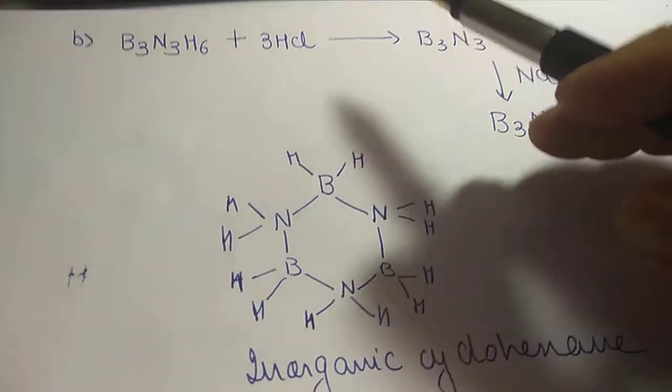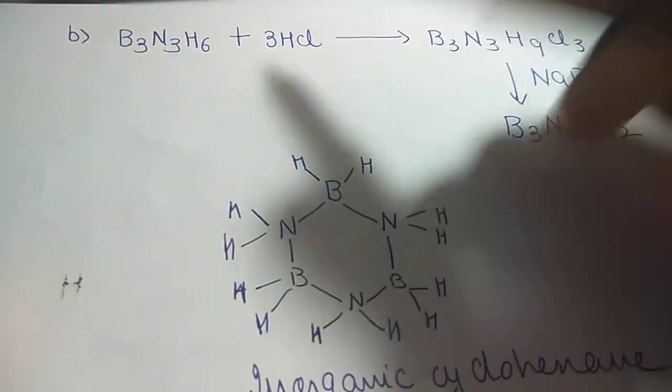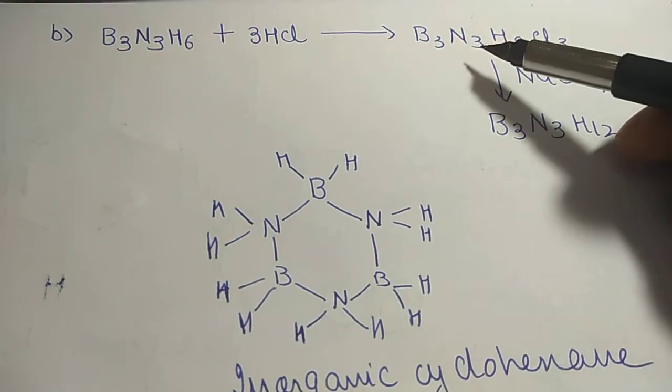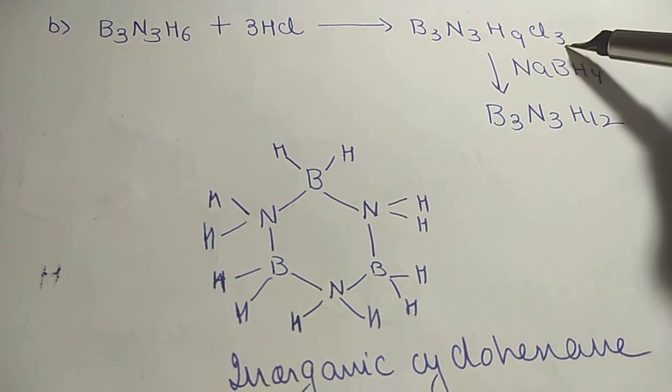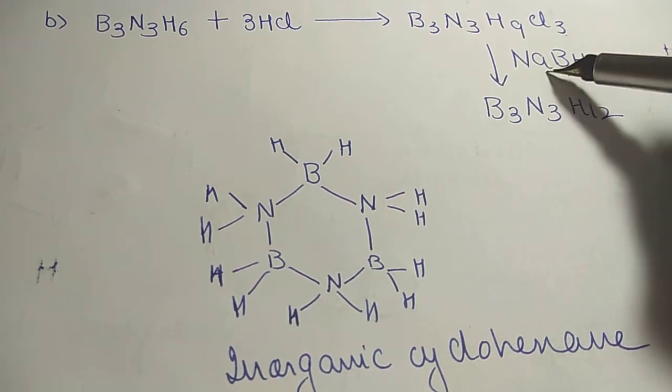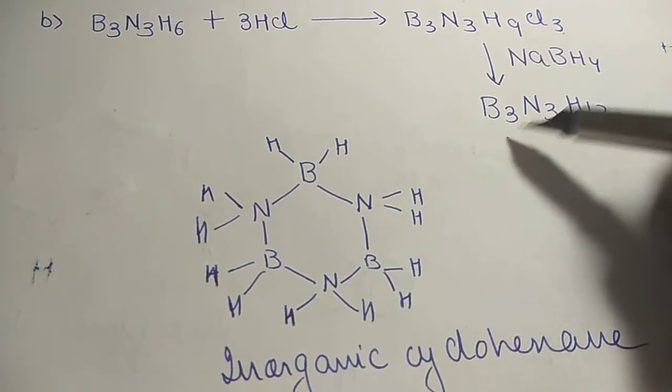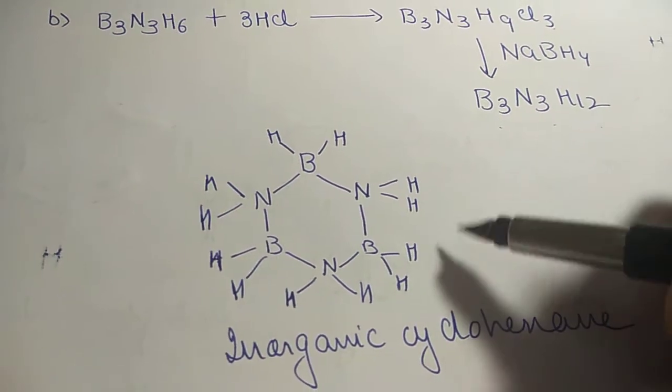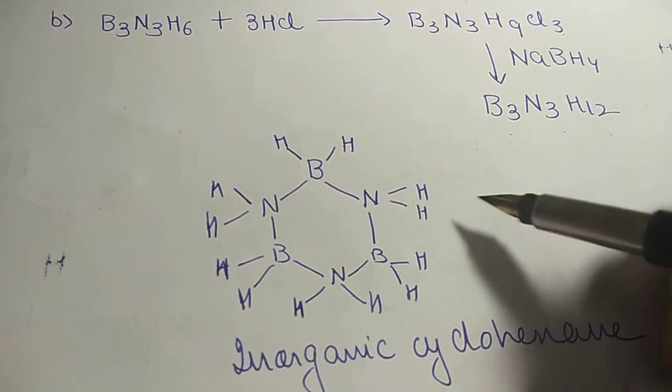B3N3, see how it is formed. B3N3H6, you treat it with HCl. So B3N3H9Cl3 is formed. But then further if you reduce it with NaBH4, we get B3N3H12. This is inorganic cyclohexane.